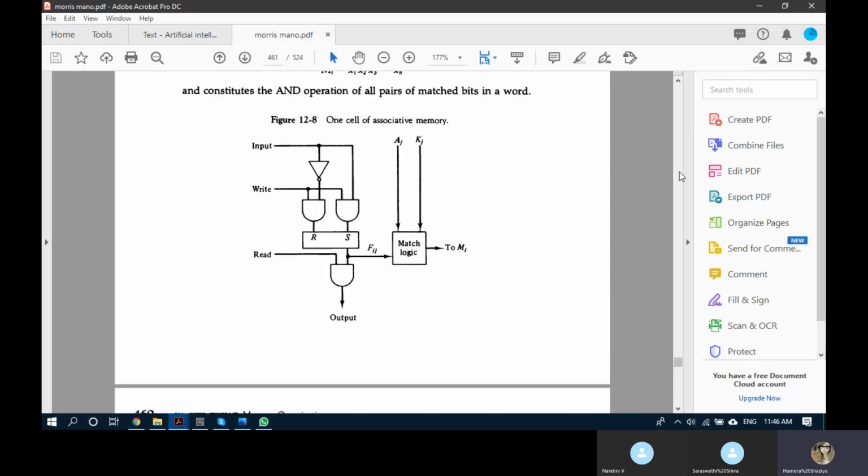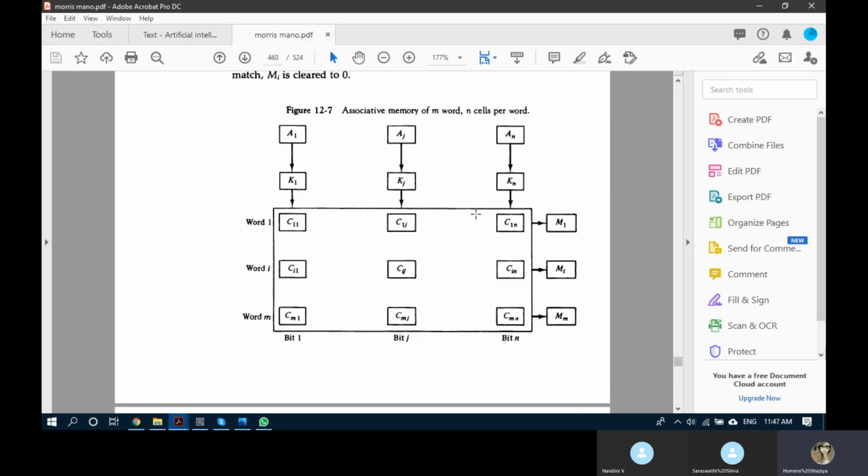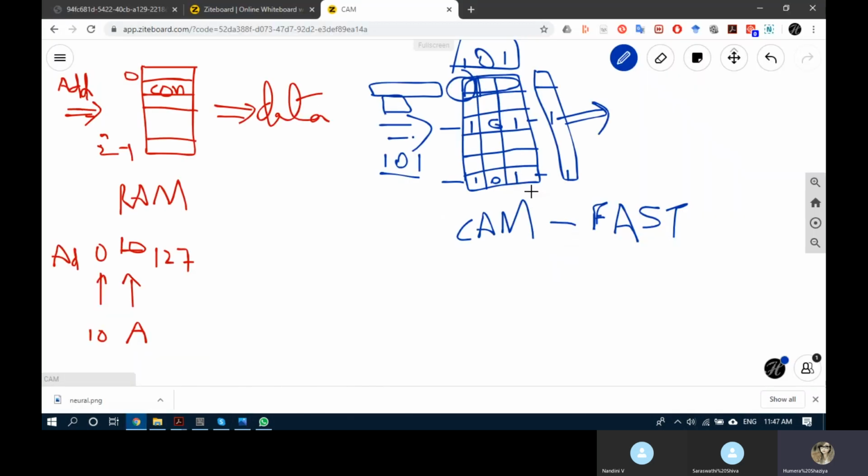The whole idea here is, if you just understand that content addressable memory will take as input the content value and not the address, because it does not have any address. It takes the content value and then it maintains two registers. This is our memory.